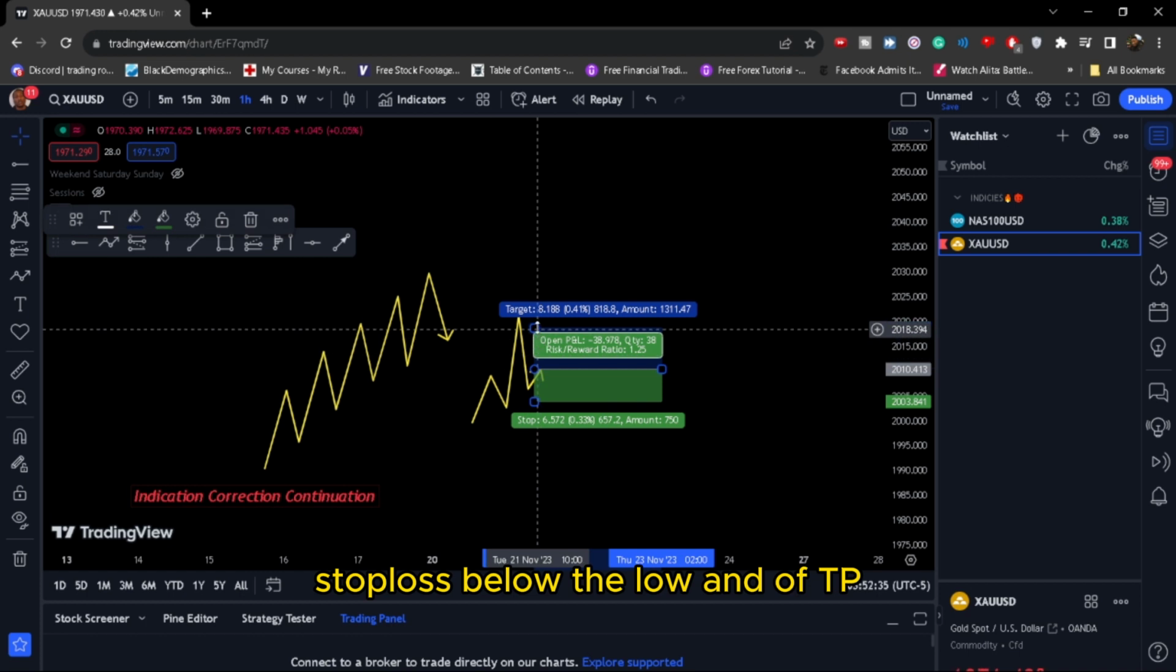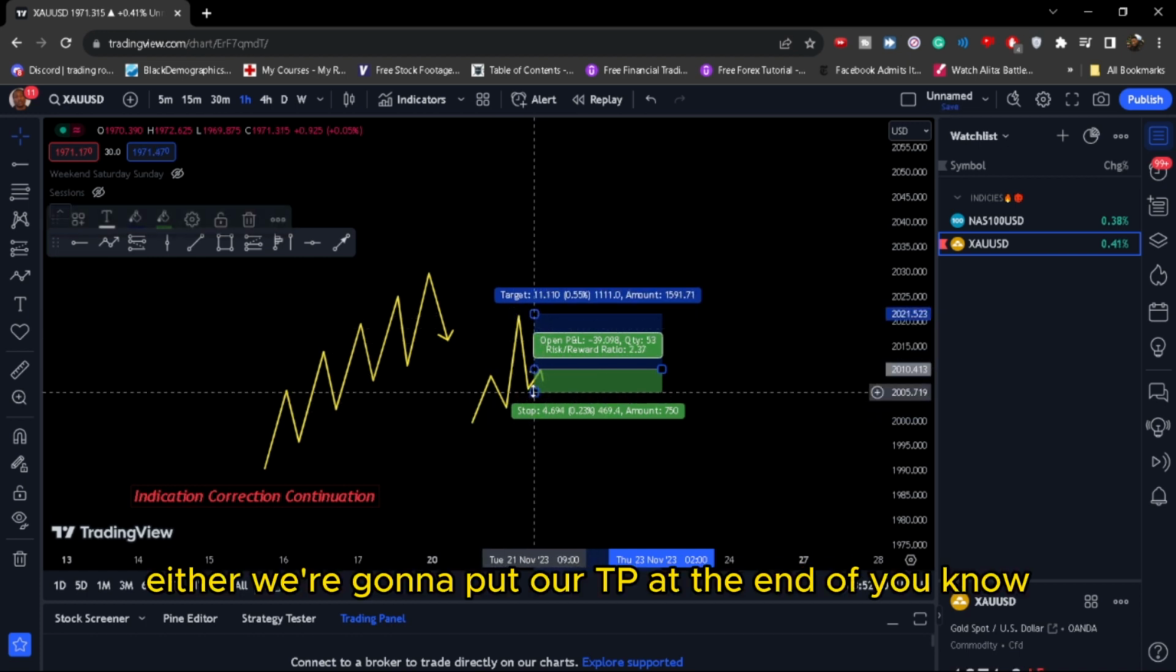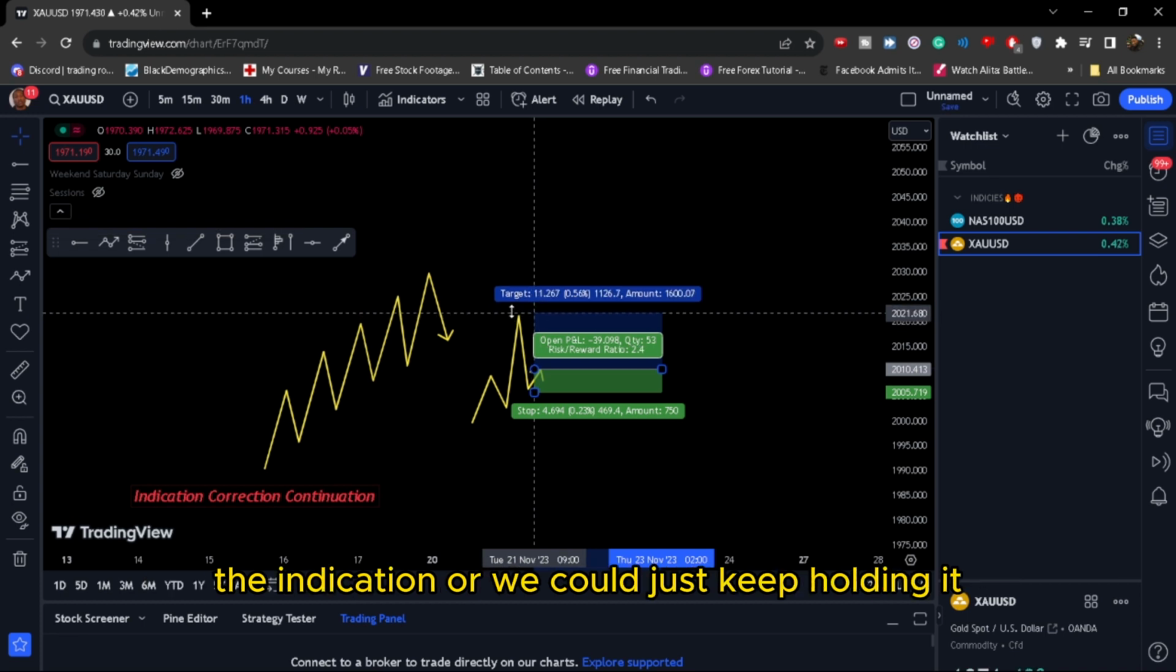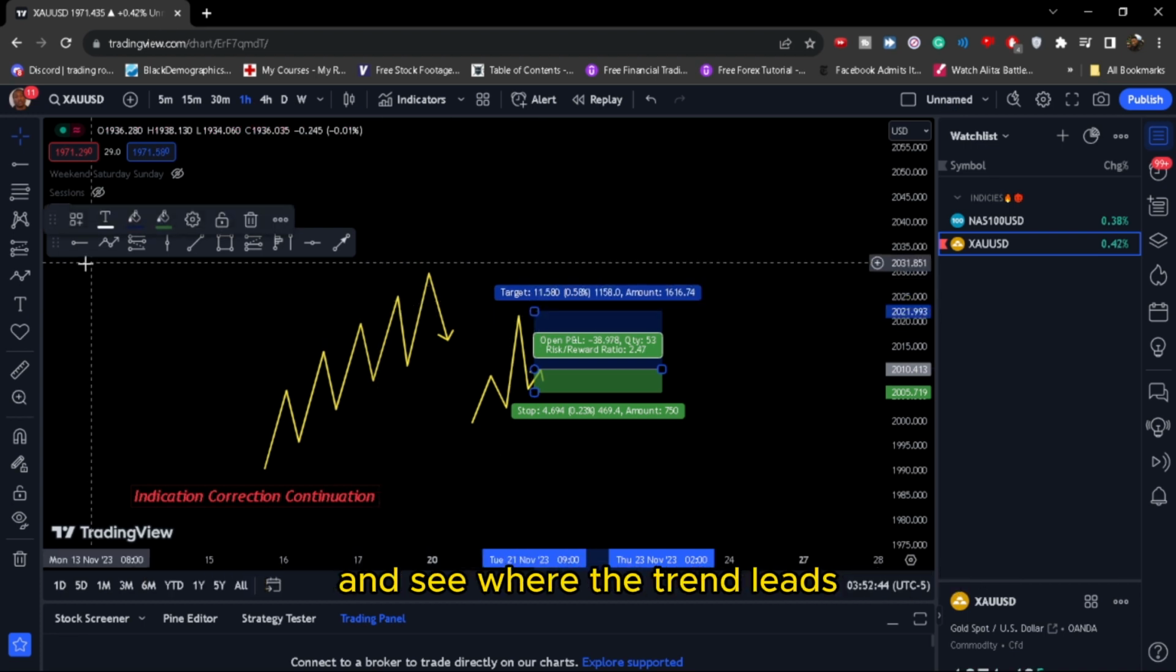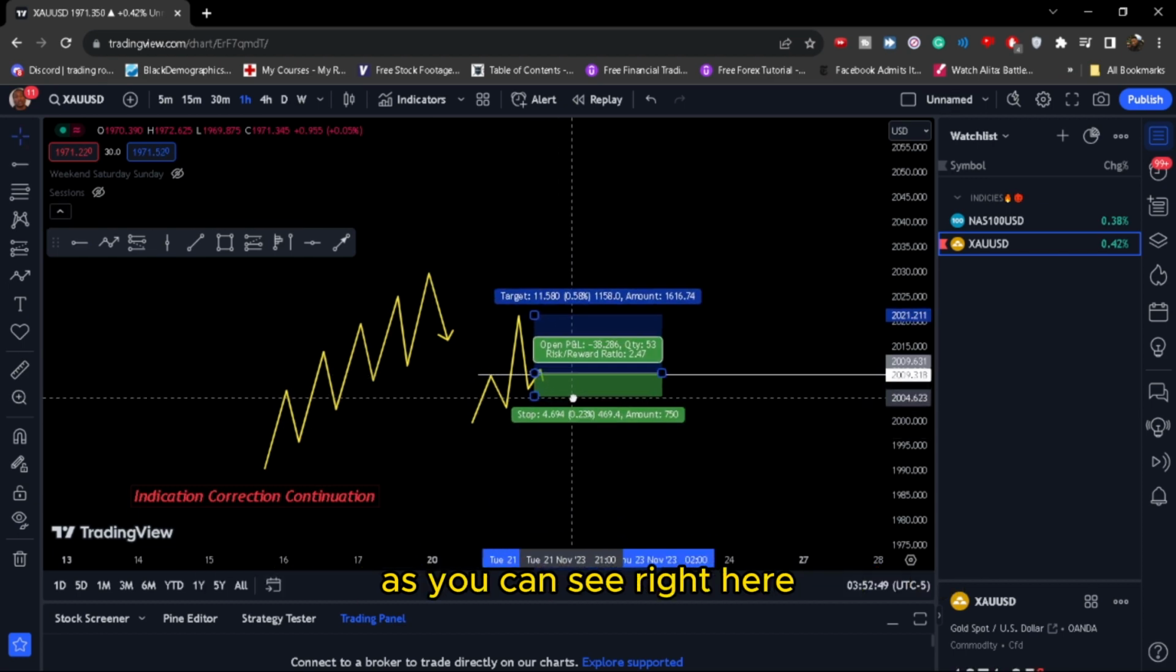Stop loss below the low, and for TP, either we're going to put our TP at the end of the indication, or we could just keep holding it and see where the trend leads. But this is basically what the ICC concept is, right? As you can see right here.